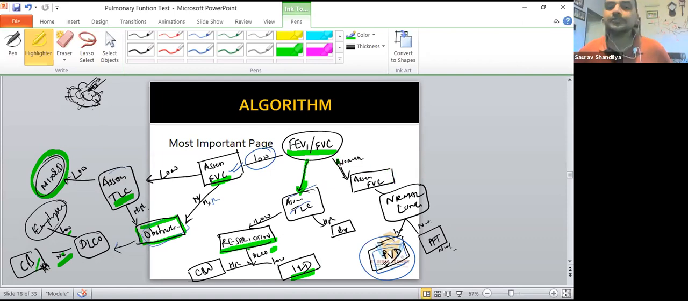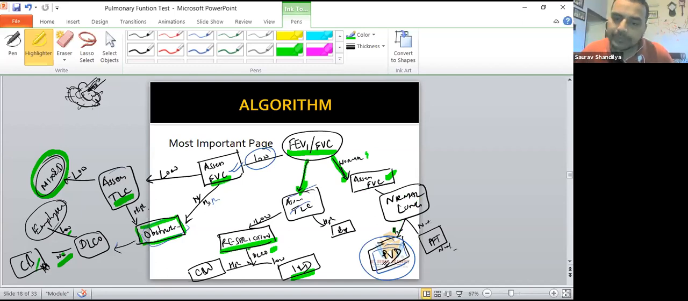Now come to normal FEV1 to FVC ratio. Of course, we have to check the FVC. If FVC is a normal lung mechanics. Okay, if FVC is also normal, this is normal lung mechanics. Now, if it is high also, normal or high, anything, it is normal lung mechanics.